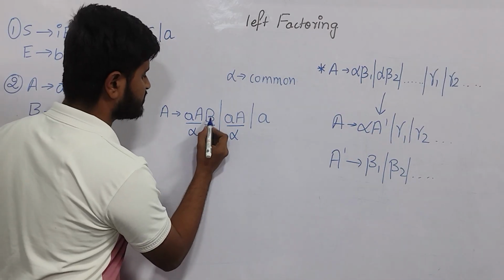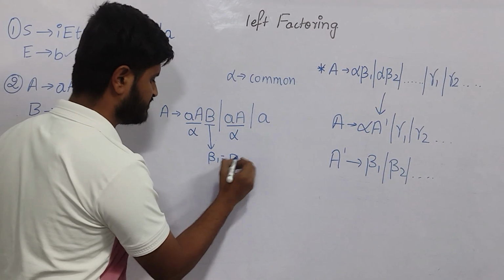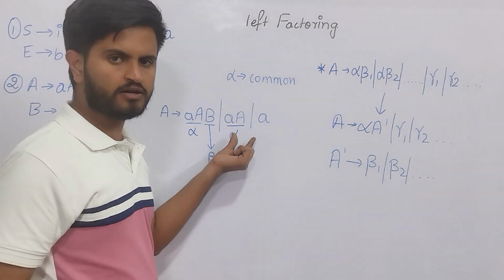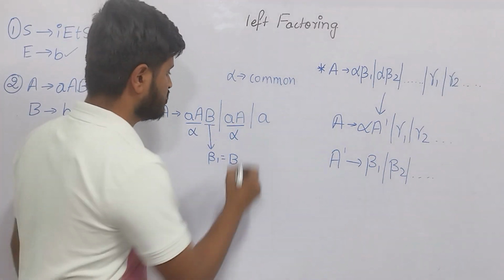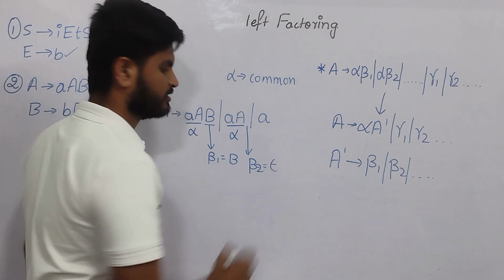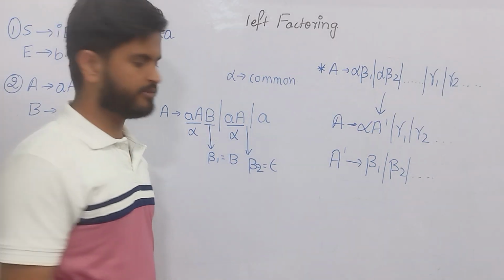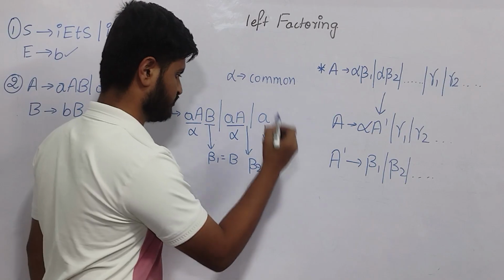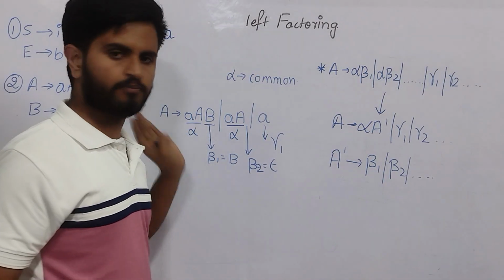Now what is left out is capital letter B, which will be considered as beta 1, whose value will be B. Here there is no element left in the second projection, since small letter a and capital letter A are both used as the alpha values. So you can assign beta 2 equal to epsilon, that is null. Next, here you do not have any common element, so you can consider small letter a as the gamma value, gamma 1. Further we do not have any projection, so we will stop here.